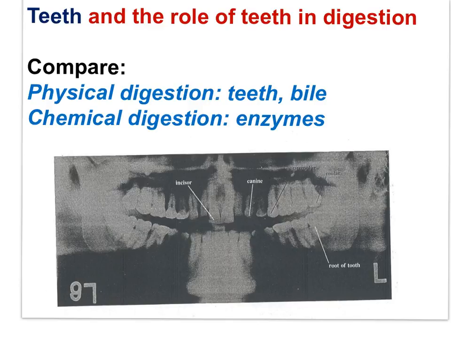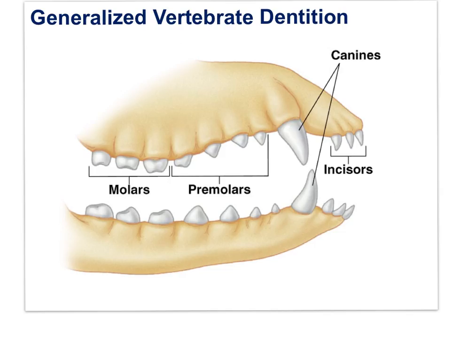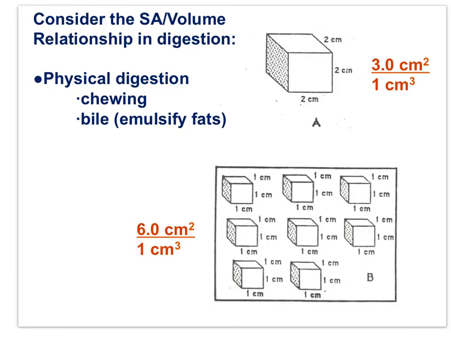Bile plays the same role for lipids. Teeth and bile physically digest food. Enzymes chemically digest food. Mammals have teeth to grab and hold prey, but also teeth are there to break food into smaller pieces. Smaller pieces of food have a higher surface area to volume ratio. Thus, with greater surface per volume, enzymes are better able to bind and chemically digest the macromolecules.